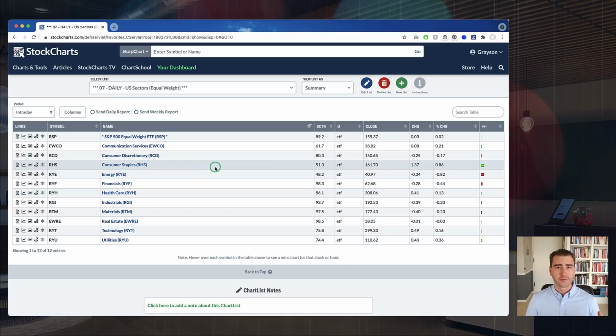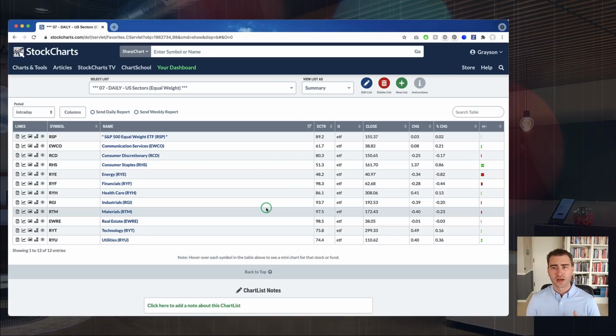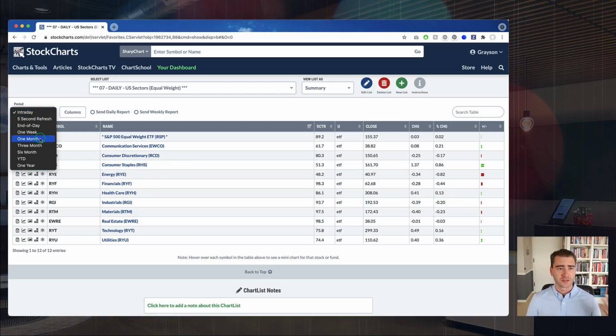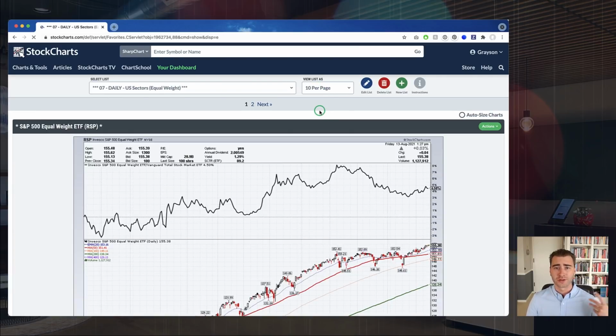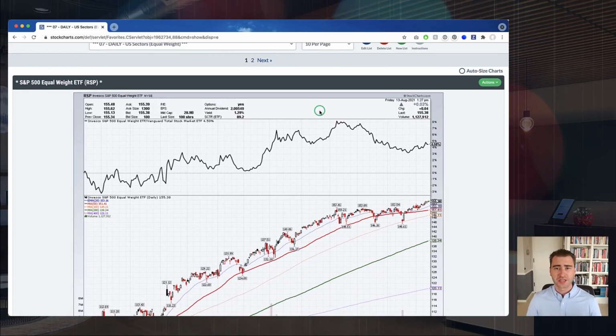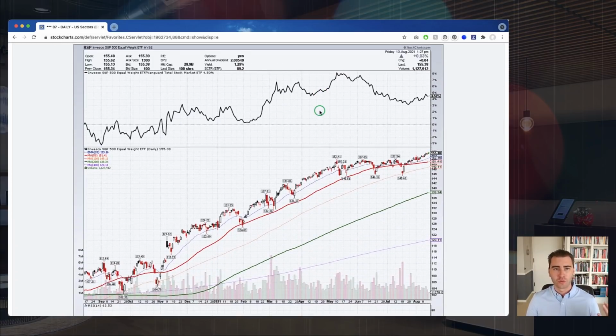We can do all of the same things that we did before. We can sort this by symbol. We can track what's working, what's not. We can use these performance tools here, switching the time period to something like 3 months. We can track how the equal weight sectors are performing relative to each other or relative to the equal weight S&P 500. And of course, we can also jump over to something like 10 per page. We can do that same view. I can look at all of the same sectors of the market, but in that equal weight flavor.